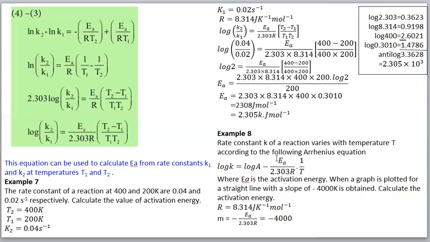So we will get the slope equal to minus Ea by 2.303 R. The value of slope is given here, minus 4000 Kelvin. First we can write the R value: R is equal to 8.314 joule per Kelvin per mole. So m is equal to minus Ea by 2.303 R, from the equation, equal to minus 4000. Now we have to find out Ea. So cross multiply, the minus and minus will cancel. So Ea equals 2.303 R into 4000.